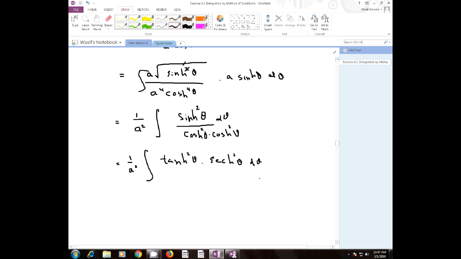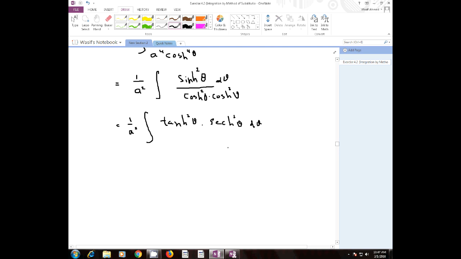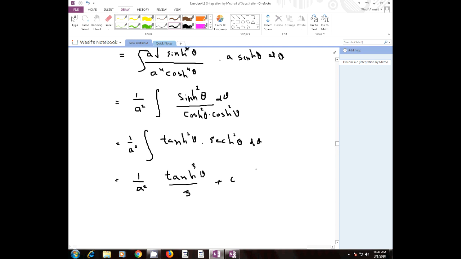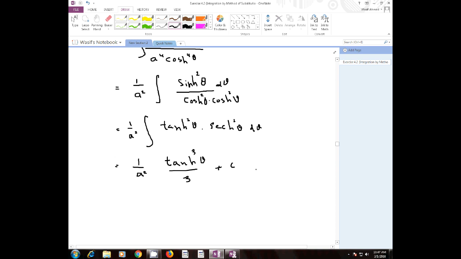We can see that the derivative of tan hyperbolic theta is given in the very front, that is secant hyperbolic square theta, and therefore we can apply the power rule of the integrals, and we get 1 divided by a square tan hyperbolic cube theta divided by 3 plus a constant of integration. Now you have to put back the values.